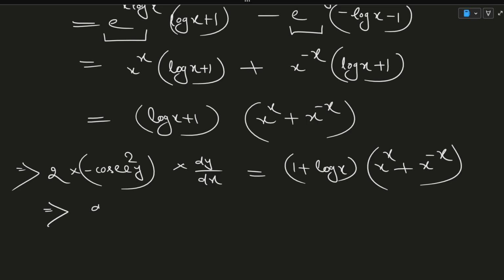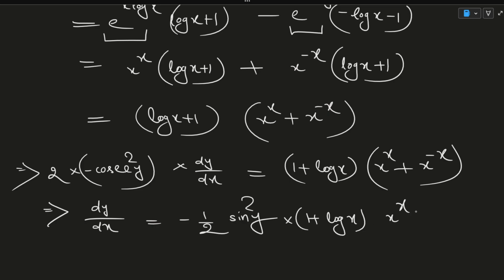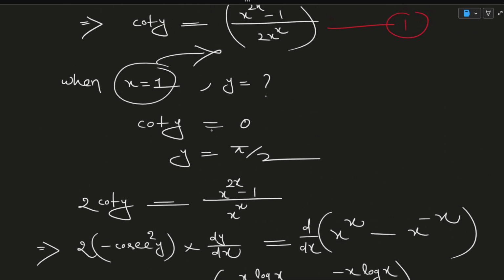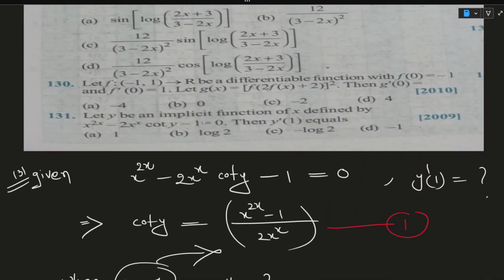Okay, so here dy by dx will be minus 1 by 2 sine square y, 1 plus log x, x to the power x plus x to the power minus x. And here the question is to evaluate what, dy by dx, okay, at x equal to 1. Here we have to evaluate dy by dx at x equal to 1.